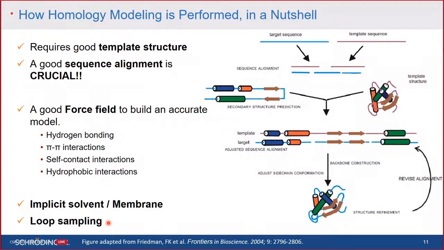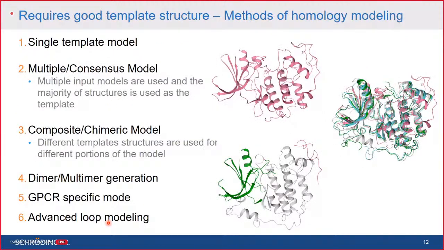Other than that, loop sampling is also one of the critical parameters, because many crystal structures have missing loop regions, and in such cases we need to build them ab initio, and you never know how long that missing loop will be. So you probably need to build a loop, let's say from 5 amino acid residues to 20 amino acid residues, and it should be reliable enough. These are the few critical things which you always need to consider while building a homology model. That's the must-do thing.